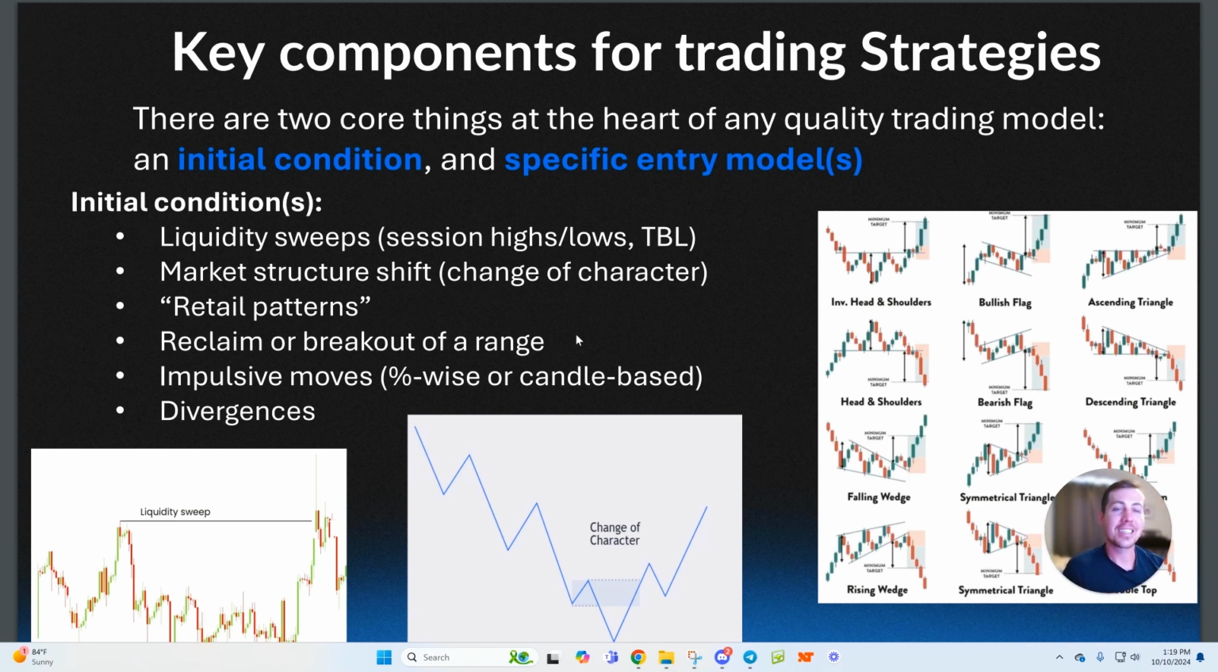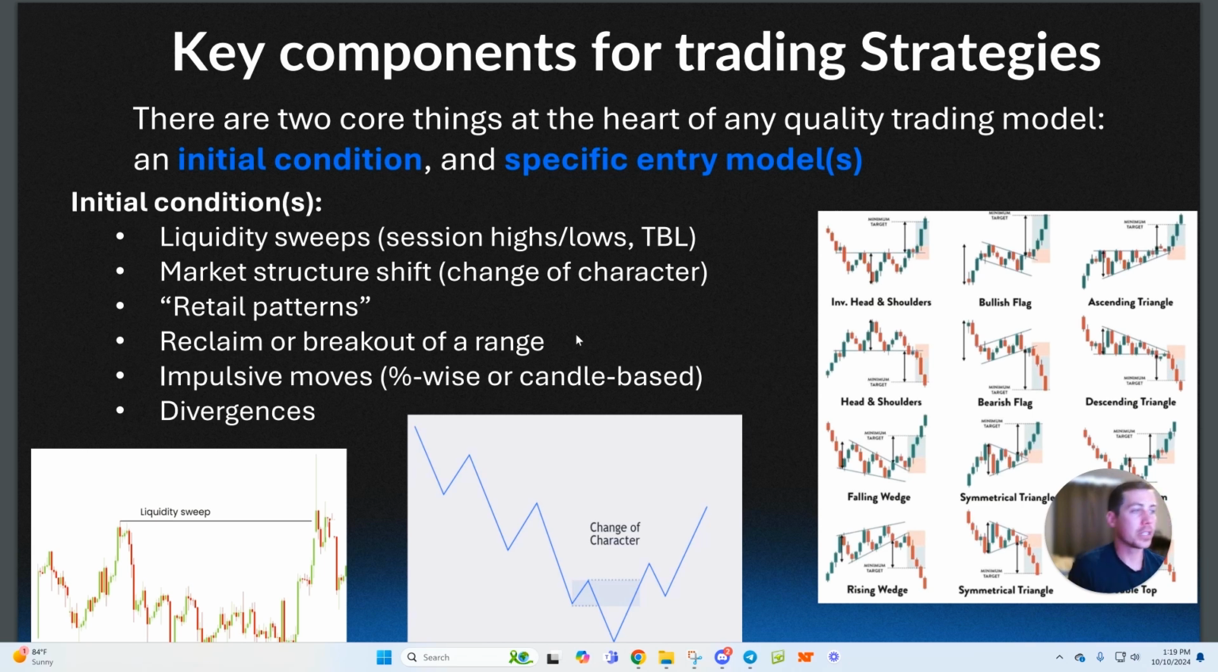I've seen strategies where people just look for impulsive moves, like I'm looking for a 5% down move on crypto, or a 1% move on indices, or 5 red candles in a row on this time frame. Basically an impulsive move where you're looking for a bounce, or reversion to the mean. And so oftentimes an impulsive move that's specifically defined can be an initial condition.